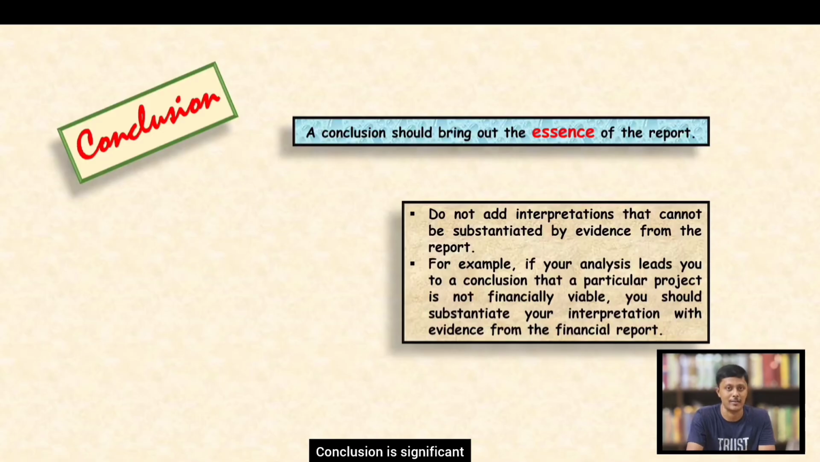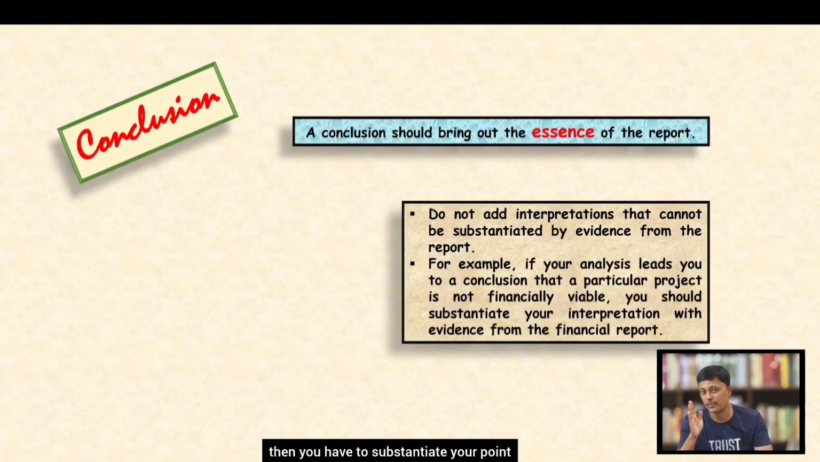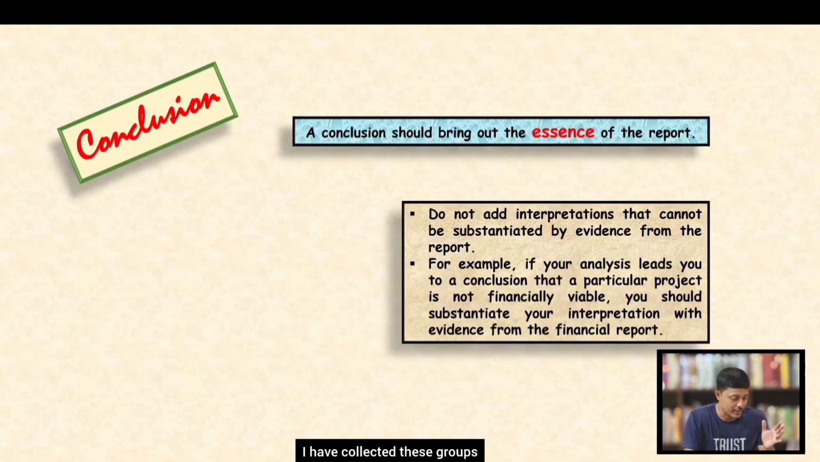The conclusion is significant. For example, if your analysis leads you to a conclusion that a particular project is not financially viable, you should substantiate your interpretation with evidence from the financial report. If you are trying to point out something serious, something important, then you have to substantiate your point. You have to give the proof: from the financial part, I have collected these data, these proofs, and I am bringing them here.